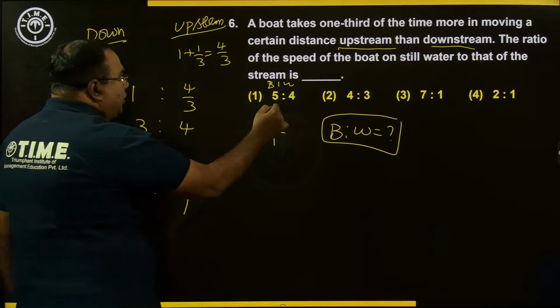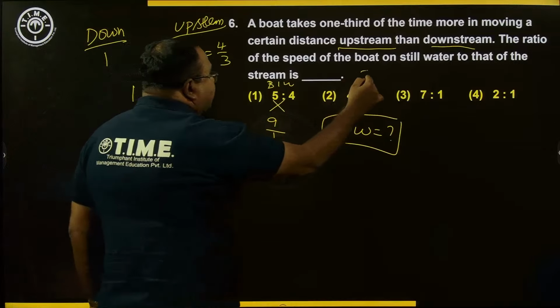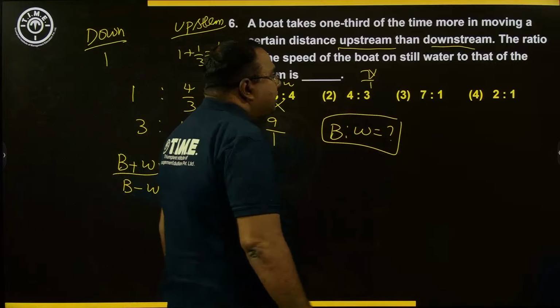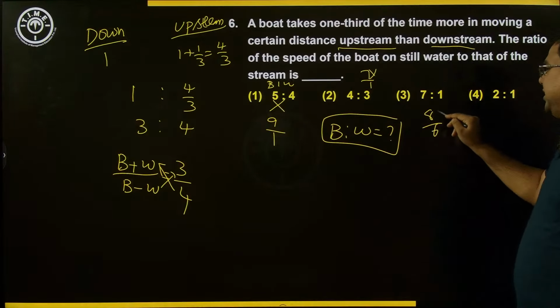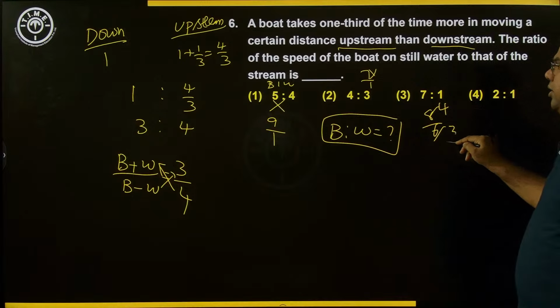No, I want 3 is to 4. It is not my answer. 4 plus 3, 7. It is 7 by 1. It is not my answer. Look at third one. 7 plus 1, 8. 7 minus 1, 6. Yes, it is 4 by 3.